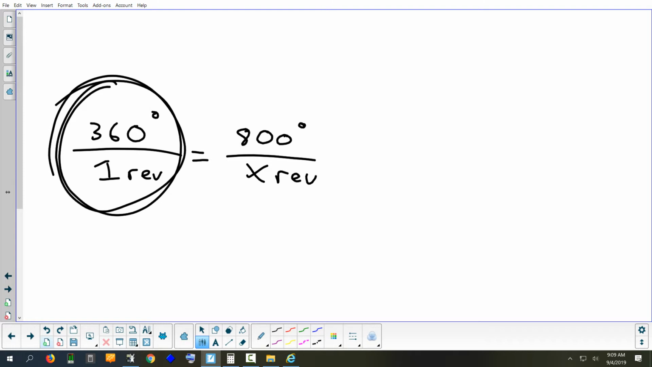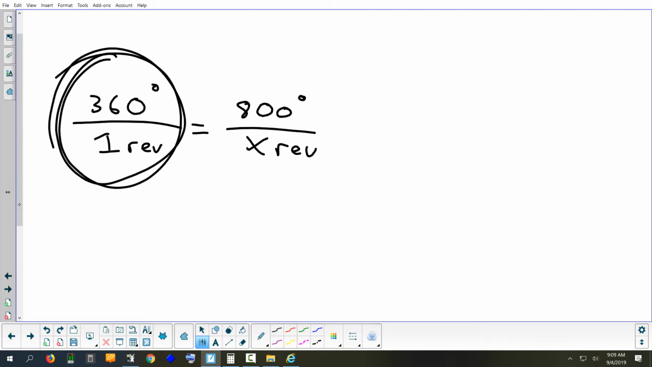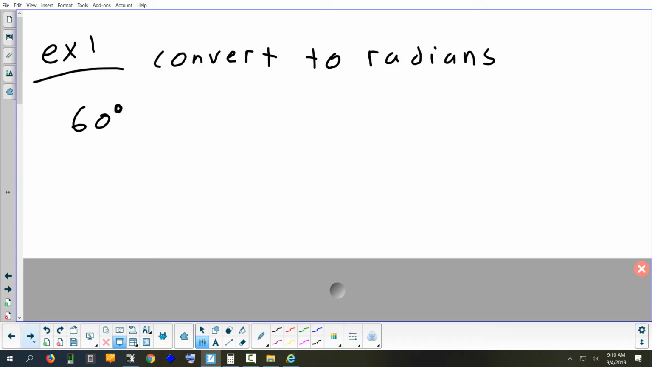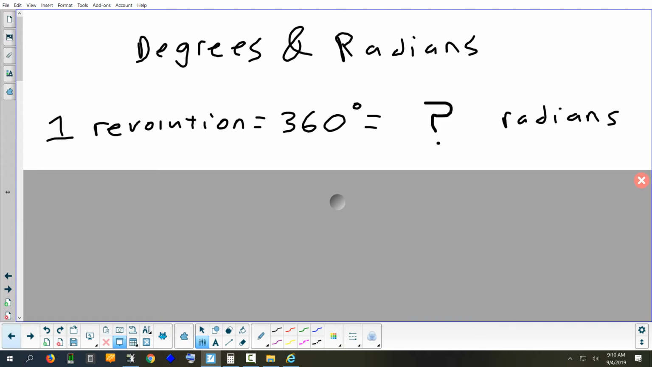Now, if he had said to me, there's 720 degrees in 2 revolutions, is that the same fact? Yes, it's just not reduced. So there's an unlimited number of facts he could have given me. He could have said in 10 revolutions, there's 3,600 degrees. The point is, I just need a fact, a connection between the 2 units that I want to convert between. So we know that in 1 revolution, there's 360 degrees.